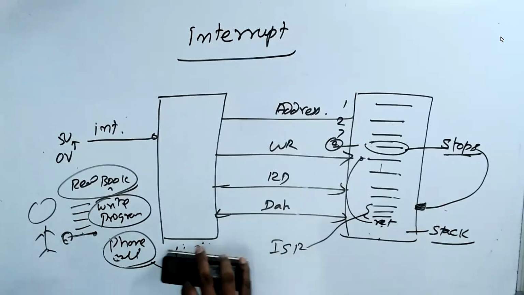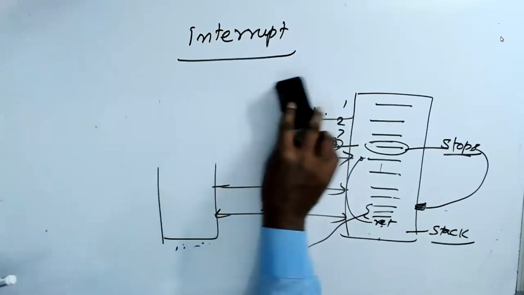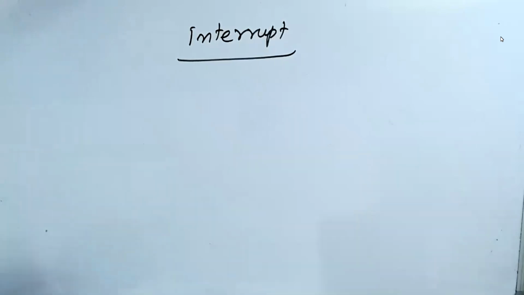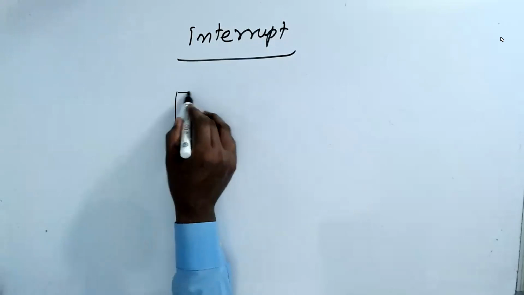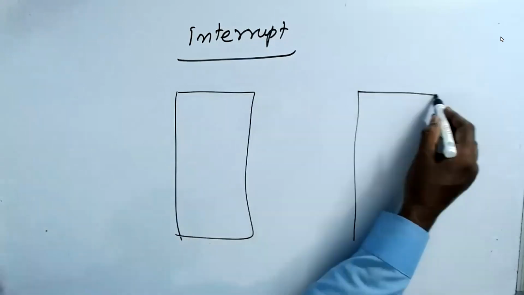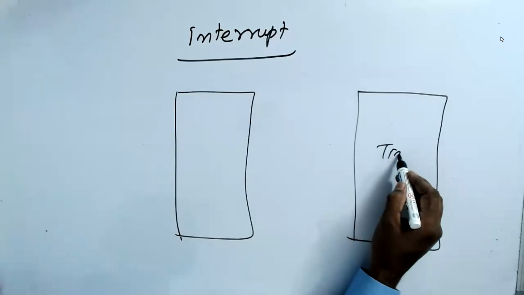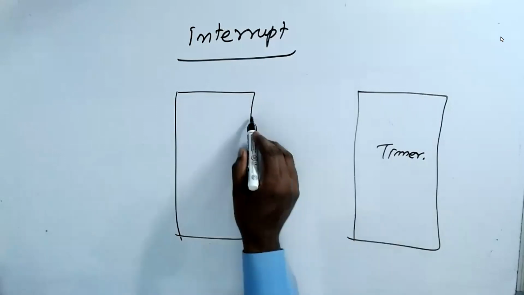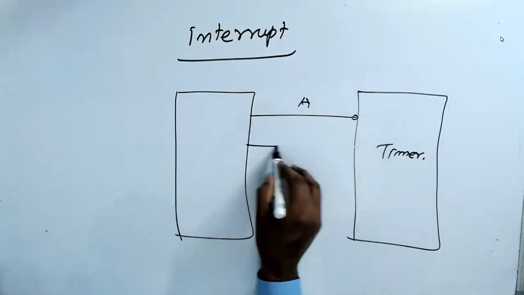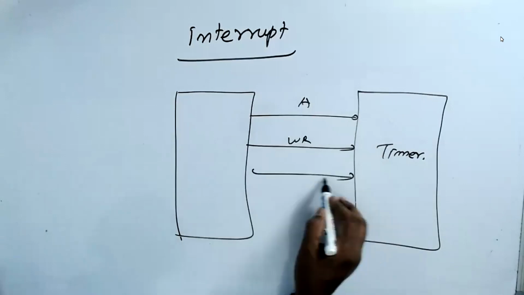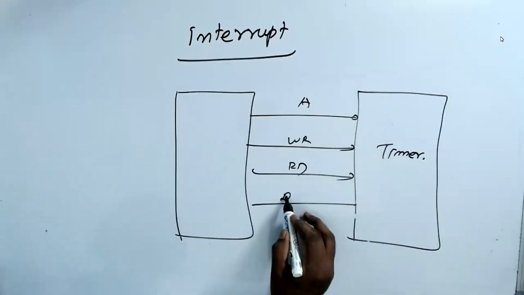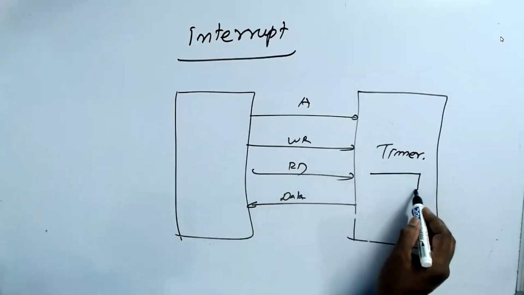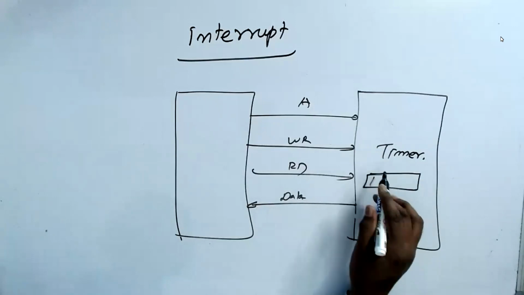Now, this is where it is used. It is used like this. Let us assume that I have a very simple case. I have a timer. And I ask the timer through my address, write, read, and data, to count a number up to, let us say, 5,000.